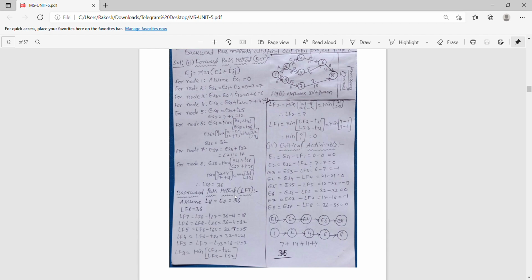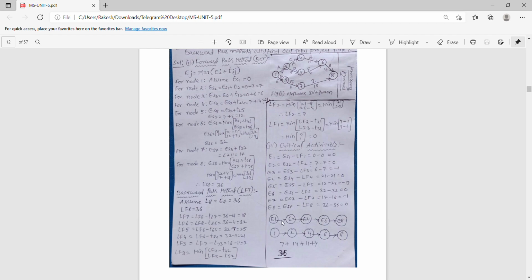And after calculating all, to get the critical activities, which are nothing but events: there are 8 nodes, so you have to write 8 events, e1, e2, e3, e4, e5, e6, e7, e8, equals, for each one, the earliest starting time minus the latest finishing time, that is es1 minus lf1, es2 minus lf2, es3 minus lf3, es4 minus lf4. Just subtracting each node's values, the earliest starting time minus the latest finishing time. For every node we get some value.